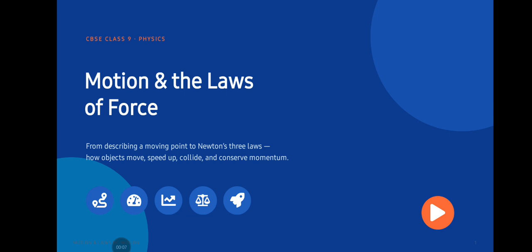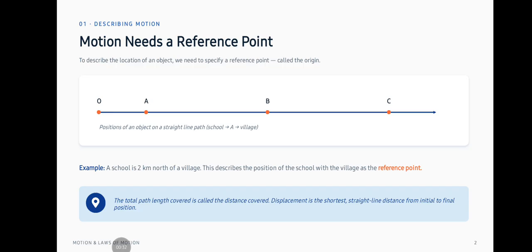Today we'll learn motion and the laws of force. Here we are going to do only theory, the theoretical part of motion and the laws of force. From describing a moving point to Newton's three laws, how objects move, speed up, collide and conserve momentum.